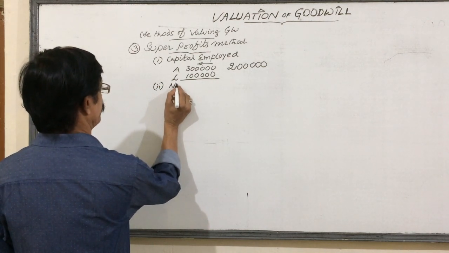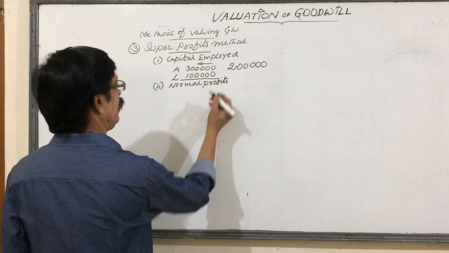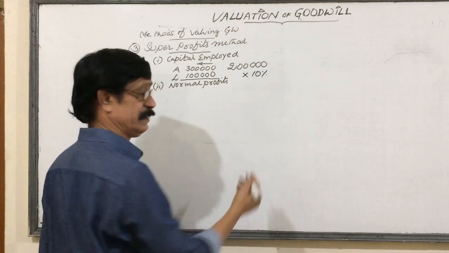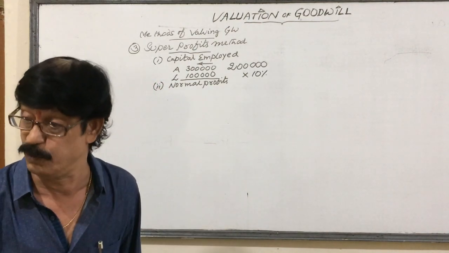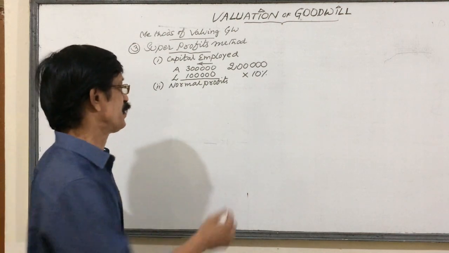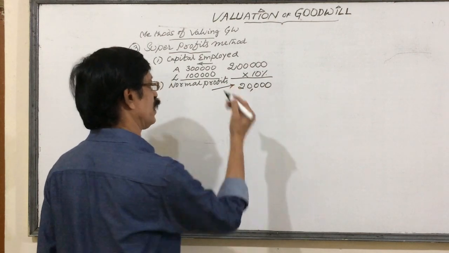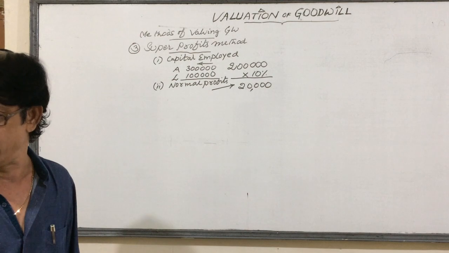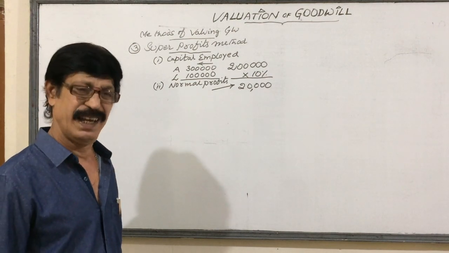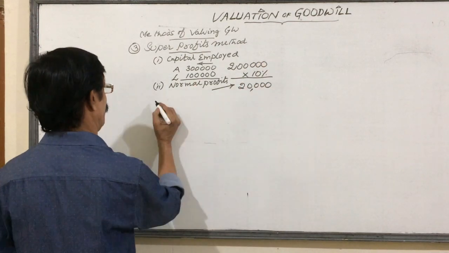Now, find out normal profits. Capital employed into normal rate, what is going on in the market, that is called normal rate. It is also called fair rate, reasonable rate. What we are expecting minimum, minimum 10% we are expecting. So normal profits is equal to 20,000, 2 lakhs into 10%, that is equal to 20,000. Hello, following or not? Capital employed is equal to assets minus liability. Normal profits is equal to capital employed into normal rate.